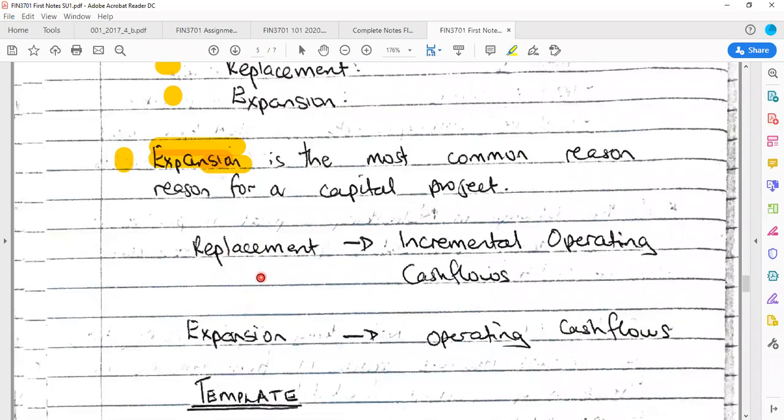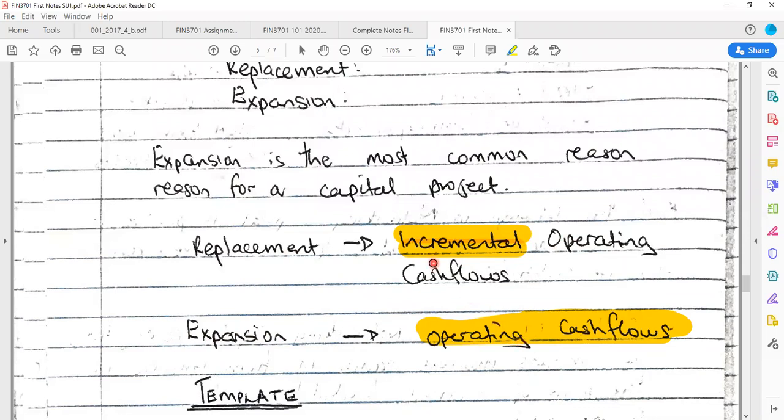Now, when we're talking about operating cash flows, the cash that you get from an asset from operating it each year, we have what we call incremental operating cash flows, and then we just have ordinary operating cash flows. When we are dealing with a project involving replacing an existing machine with a new machine, we say that we are working with incremental operating cash flows. And when we are expanding, we just work with operating cash flows.